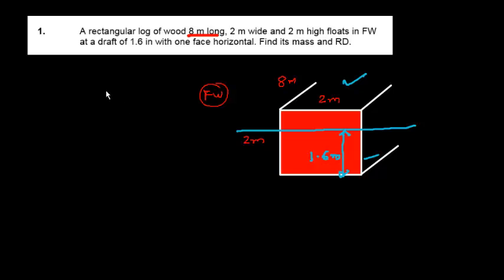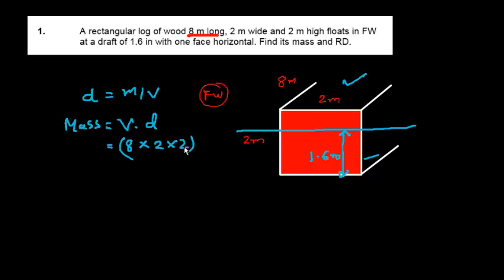Well, suppose the relative density of the block is, I would write, D. So we know that mass will be volume into density, because the formula is density is equal to mass over volume. So mass of the log will be volume into density, and the volume is 8 meter into 2 meter into 2 meter, and the density I can take as D. So this is the mass in ton.